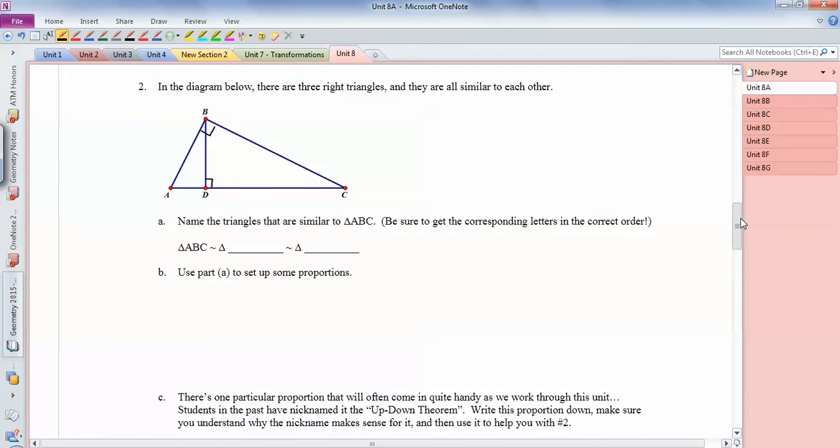All right, back to our typical 3 triangle right angle chopped sort of problem. Okay, so we got 3 right triangles. They're all similar to each other. Name the ones that are similar to ABC. So in this one, let's draw them by themselves. So here's the big triangle with the right angle. Here's A, here's B, here's C. And then the 2 smaller ones look like this. This one is A, D, B.